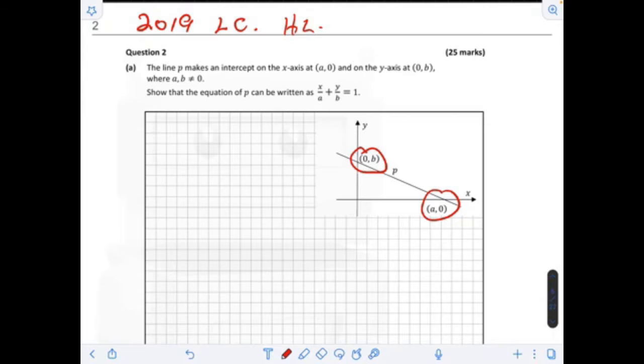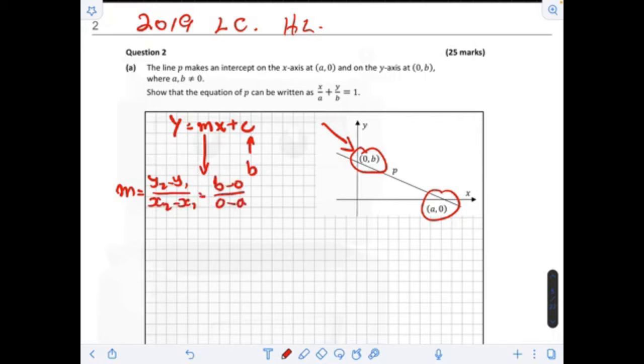To find the equation of the line, since we know the point of intersection with the y-axis, we'll use the formula y equals mx plus c. We know that c is b because that's where it hits the y-axis. And what we're looking for is the slope. To get the slope, we'll just use the slope formula, which is y2 minus y1 over x2 minus x1. So it's b minus 0 over 0 minus a, which is minus b over a. Now we take this and put it into the formula, so it's minus b over a multiplied by x plus b.